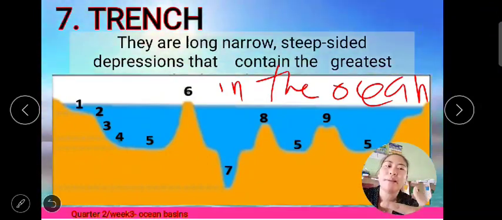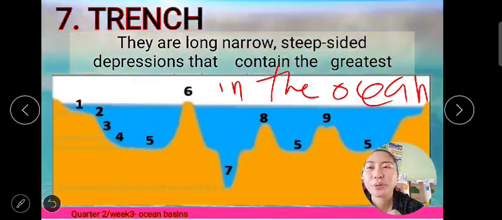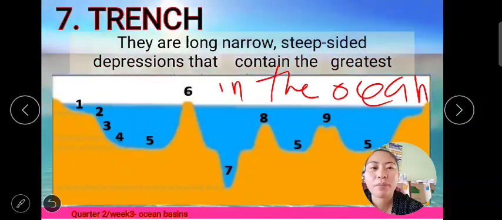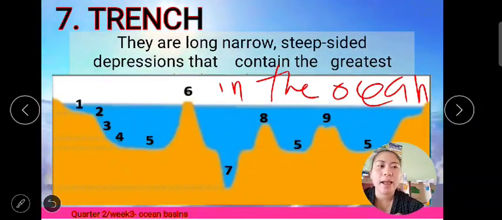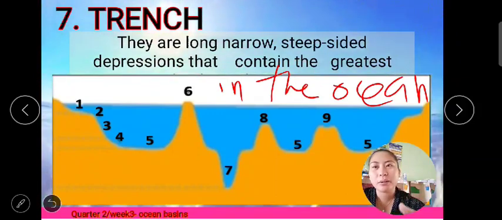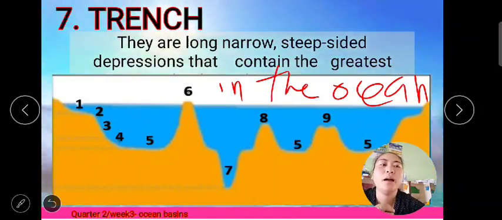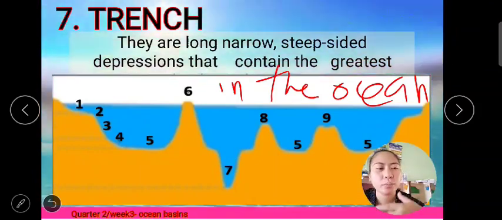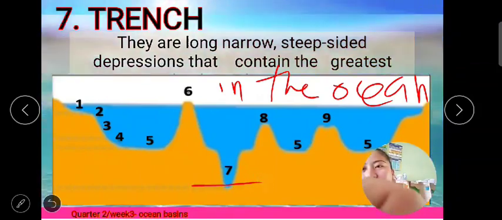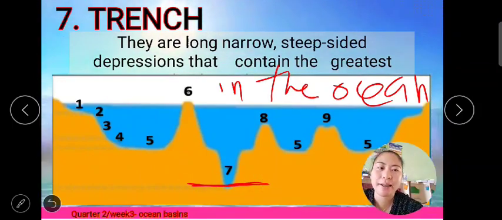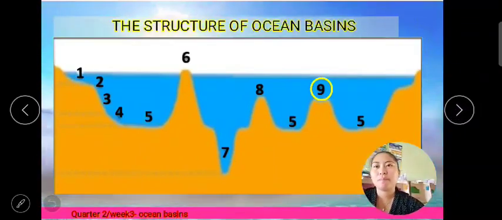So, the big thing about ocean trenches is they are formed from convergence. They form from the convergent boundary. And dito din sa trenches, this is where lithosphere is the thinnest part. So, thinnest part yung lithosphere natin dito. Okay? So, yan si trench.